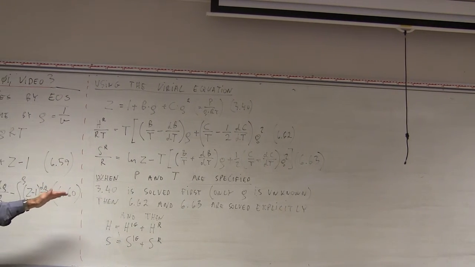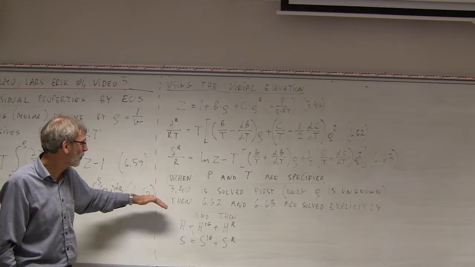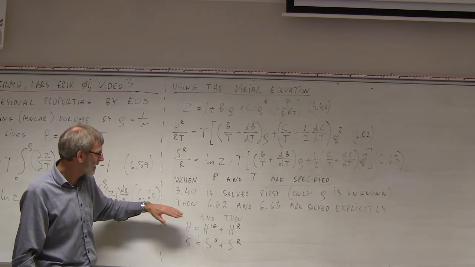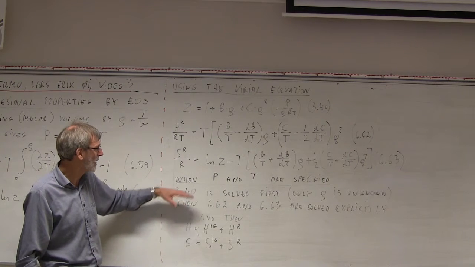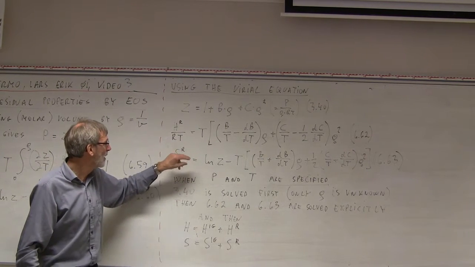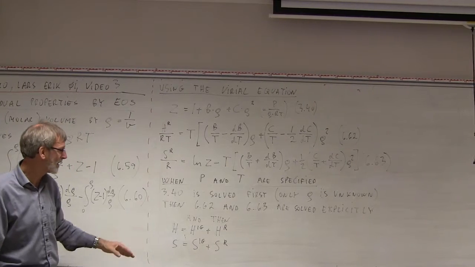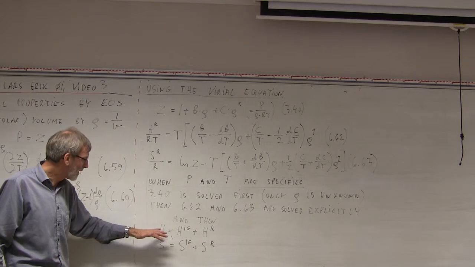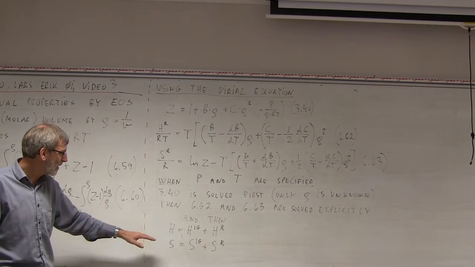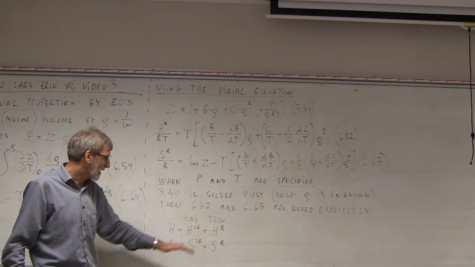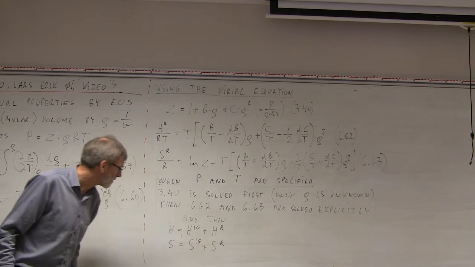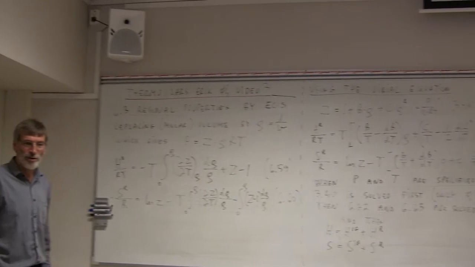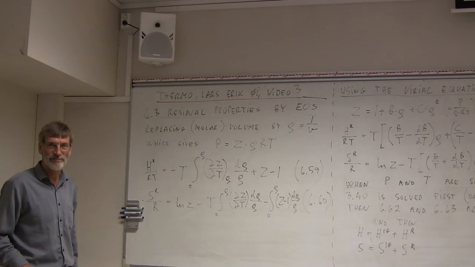And the calculation sequence is that first we solve the equation of state, and then we put the rho into these equations, and then the last thing we do is to calculate the enthalpy and the entropy as the sum of ideal gas and residual property. So this is the end of video 3.